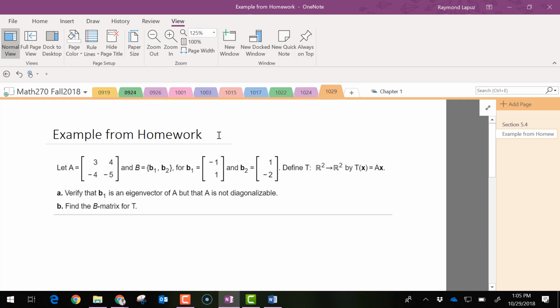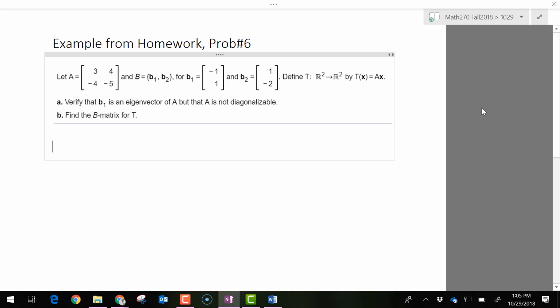So this is problem number 6, right? All right, let's see if we can do this. We have a matrix A. We have a set of bases B1 and B2. They're calling it B, and then they define T to be a transformation from R2 to R2, and since it's described by a matrix, it must be a linear transformation.